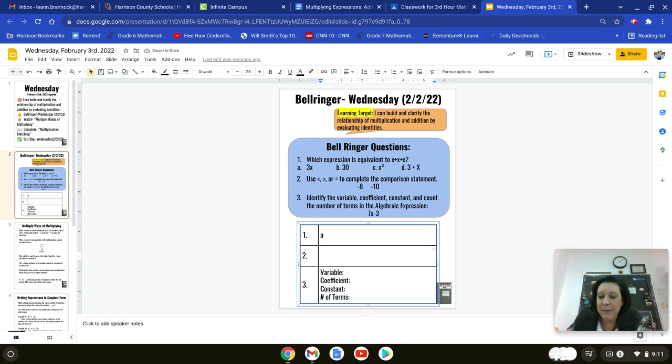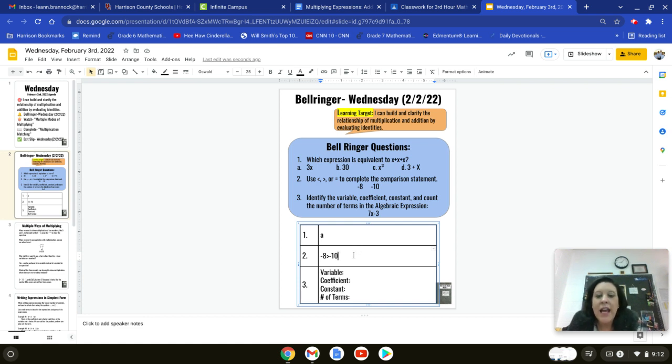Make a comparison statement. So negative 8 is actually greater than negative 10. And here's why. Negative 8 is further to the right on the number line. And if you think about it, I would rather only owe $8 than to owe 10. So negative 8 is better. So negative 8 is greater than negative 10.